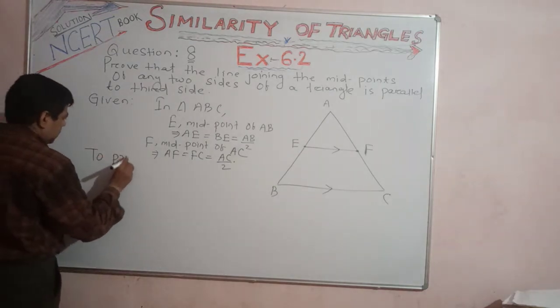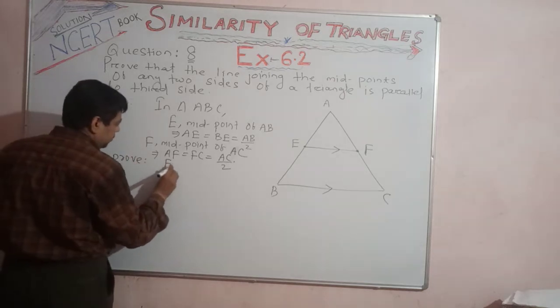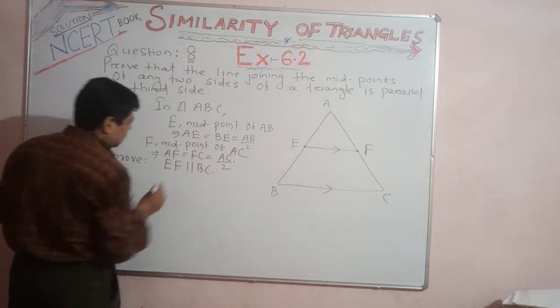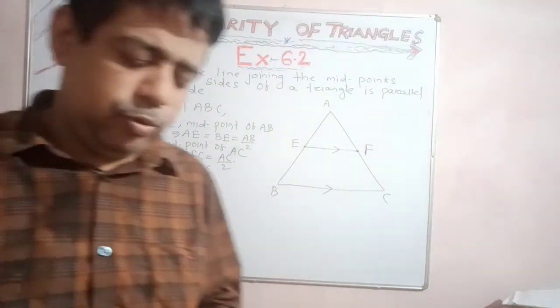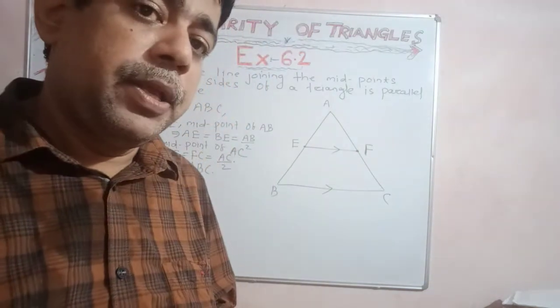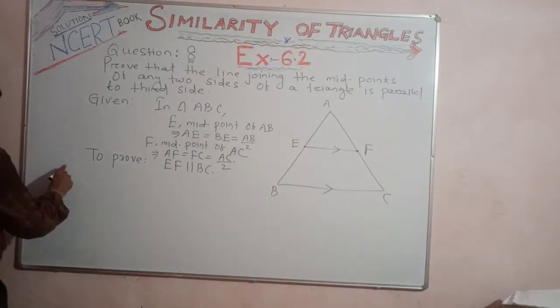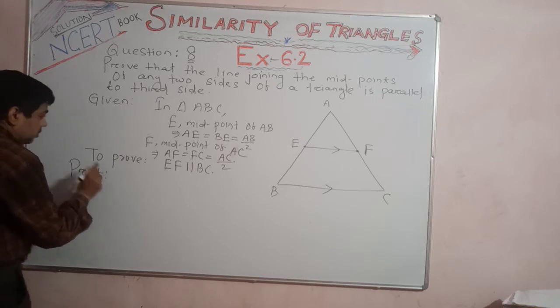To prove: EF is parallel to BC, using the concept of the basic proportionality theorem. You have to prove it. Understand? So let's see. It's just another simple problem for you. Easily you can understand.